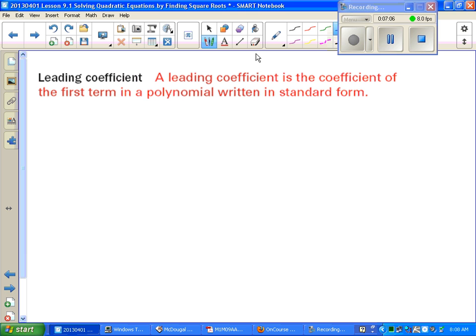And then a leading coefficient is the coefficient that's in front of the first polynomial term. So if you have something like 2x squared plus x plus 3 equals 0, for the leading coefficient, just think of what the word leading means. That means it's up front. The leading coefficient is the coefficient associated with that first term. So 2 would be the leading coefficient.